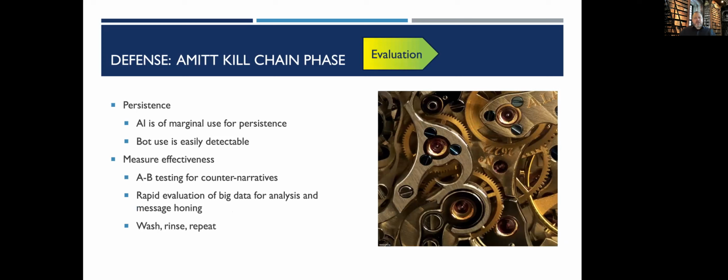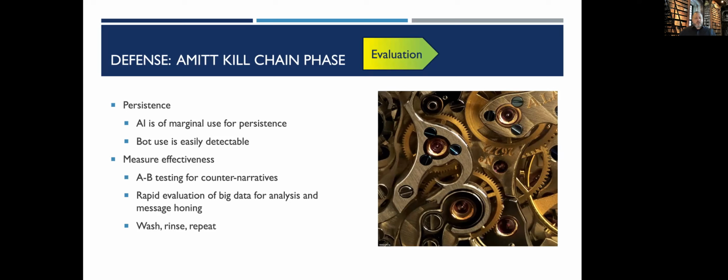In evaluation, again, we've got kind of the same pros and cons for defense that we did for offense. AI is not really terribly good for persistence. Certainly we could use bots to re-amplify real messages, and that's great. But again, botnet use is easily detectable, and we've got that problem of perception. If we're putting out the truth, if we're the good guys and good gals, why are we using bots?